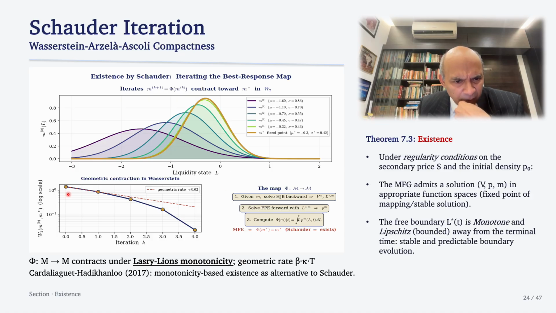And you can see the geometric contraction over here for successive iterations and the existence of the fixed point through iterating the best response map. You can see the successive shifts of the probability distribution. So Schauder then gives us existence.